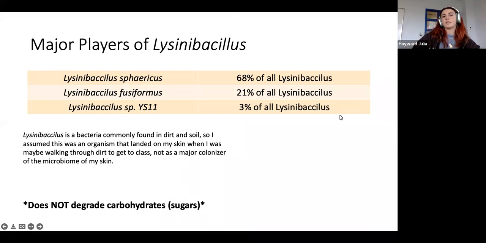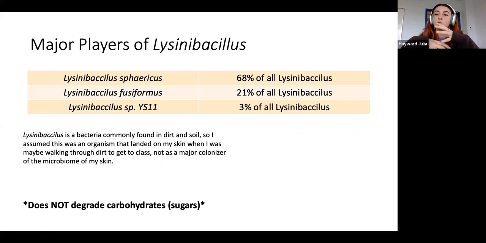So the major players of Lysinibacillus. So we had the species fusiformis, and species YS11, and their percentiles are listed here. I was really surprised by the extremely large percentile of Lysinibacillus I had. I did not see it cited in much literature when doing my research for this project.